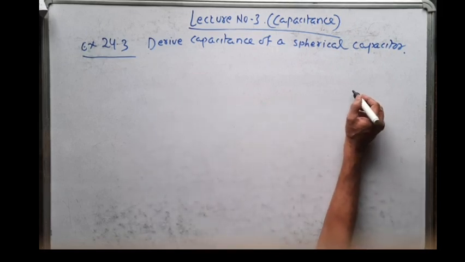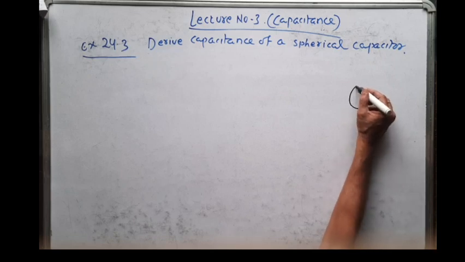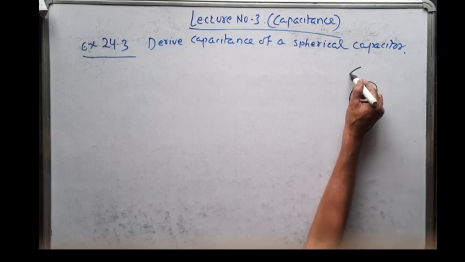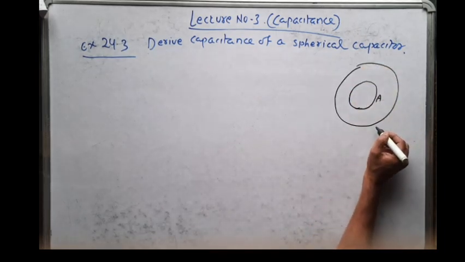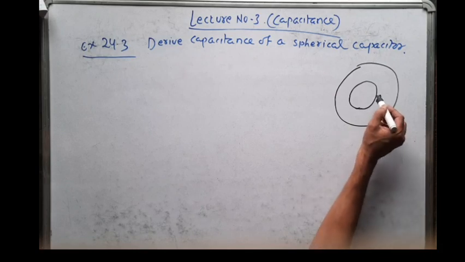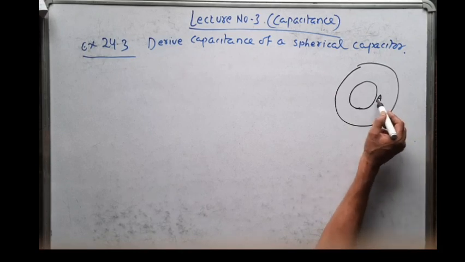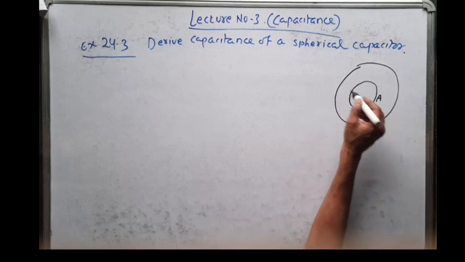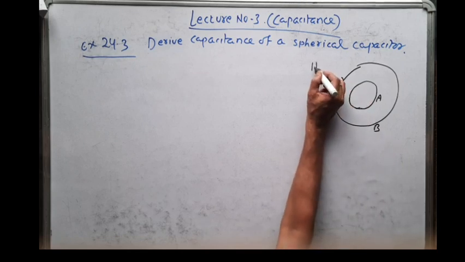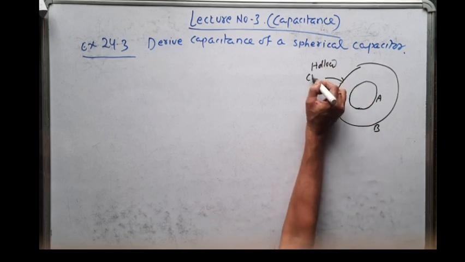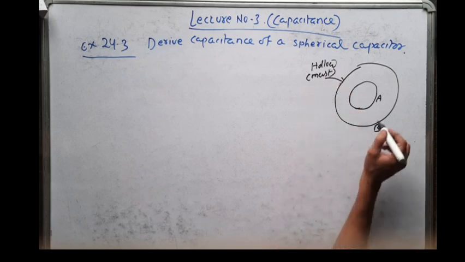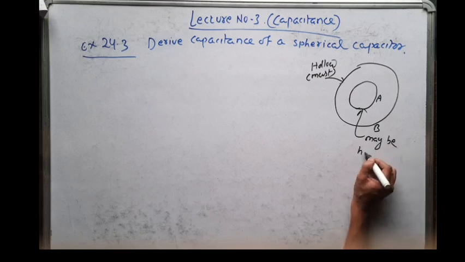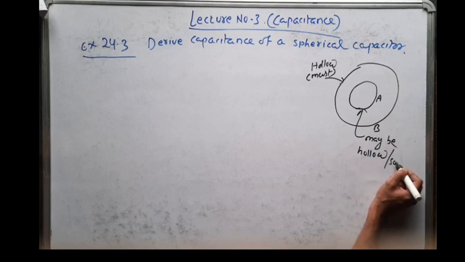That means if I take two spheres, let us say this is your A sphere, this is your B sphere. So there are two plates. The two plates are spherical in nature. That's why it is called a spherical capacitor. Now see, to form the capacitor, this outer sphere must be hollow. So the outermost sphere must be hollow, but the inner sphere may be hollow or may be a solid sphere.